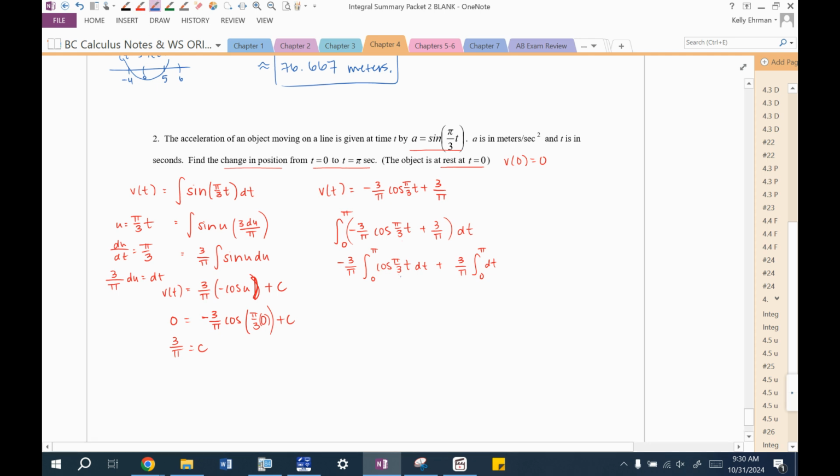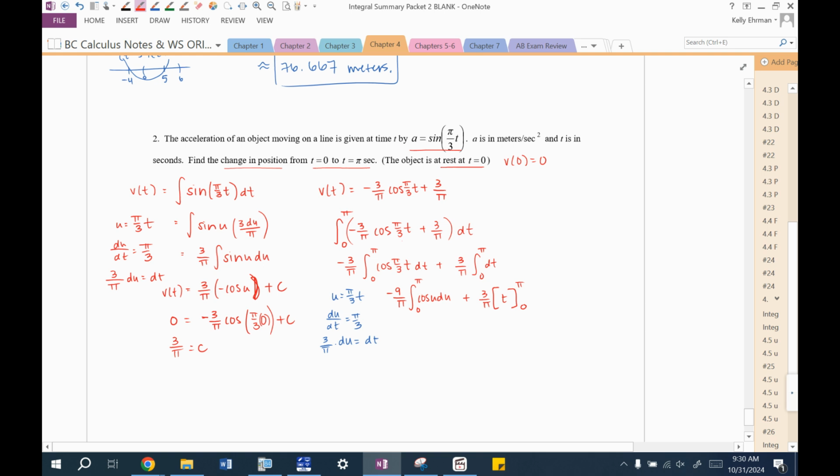So u is pi over 3t. Du dt again is pi over 3. That means we're going to sub in 3 over pi times du to get dt. So if I'm putting another 3 over pi out here, that's going to make this negative 9 over pi times the integral from 0 to pi of cosine u du. Plus, what about this? We can integrate here. 3 over pi. What's the integral of dt? T. So no u sub there.